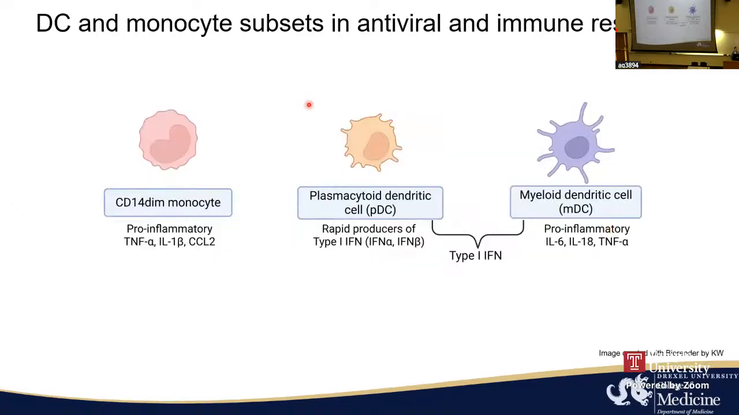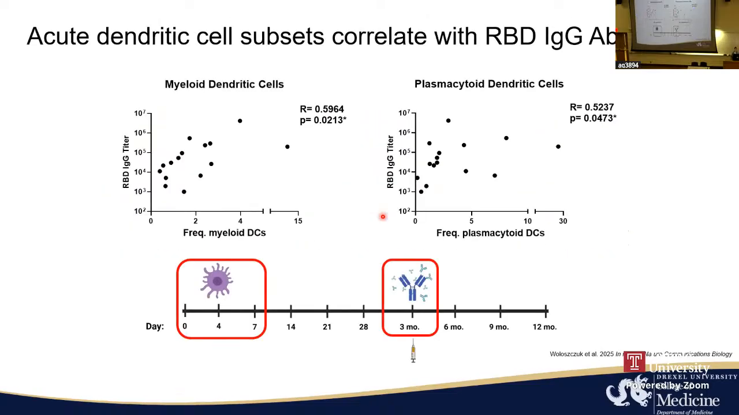Now, different monocytes and different dendritic cells have different roles, especially in viral infection and COVID-19 infection. So we were interested in the CD14 dim monocytes, which are pro-inflammatory. We also wanted to look at the different subsets of dendritic cells that were important for viral infections, such as PDCs and MDCs. Both of these are pro-inflammatory and the main producers of type 1 interferons during infection. When we correlated these as well, we saw positive correlations between myeloid dendritic cells, plasmacytoid dendritic cells, and RBD IgG titers.